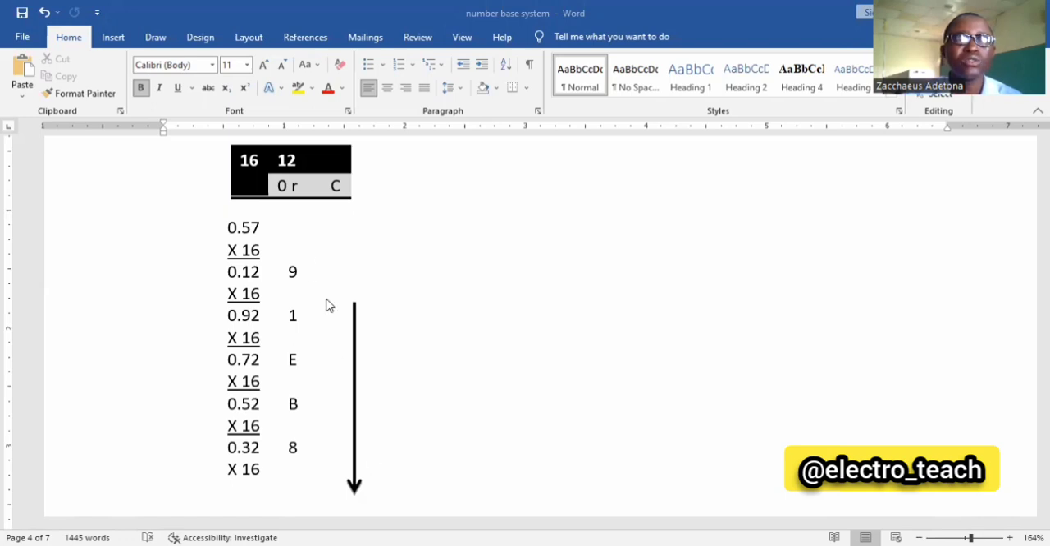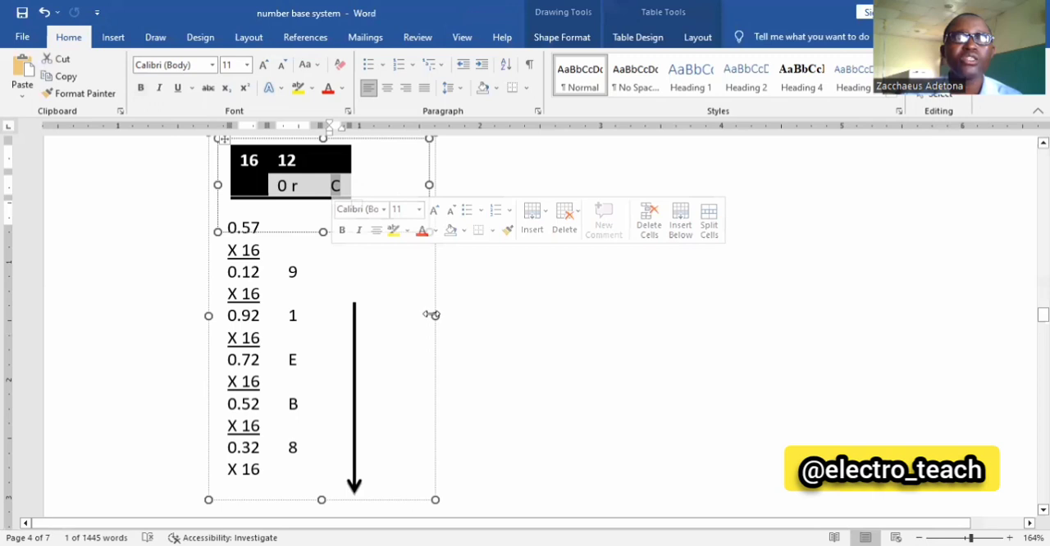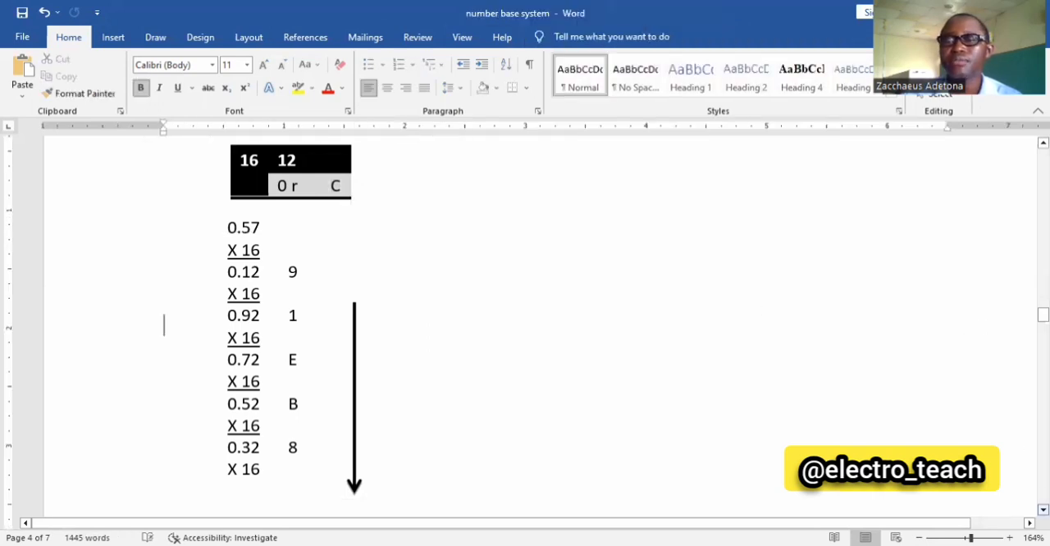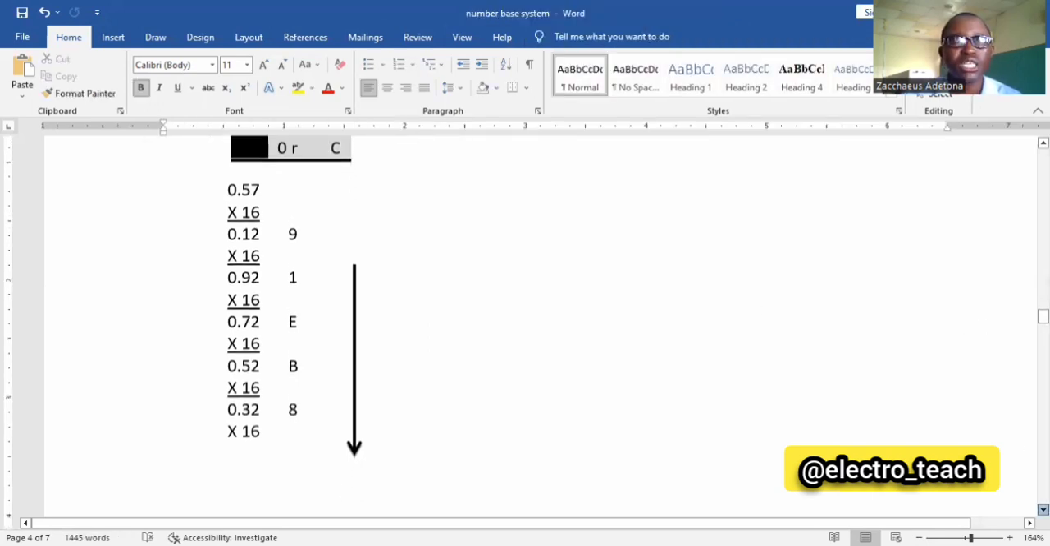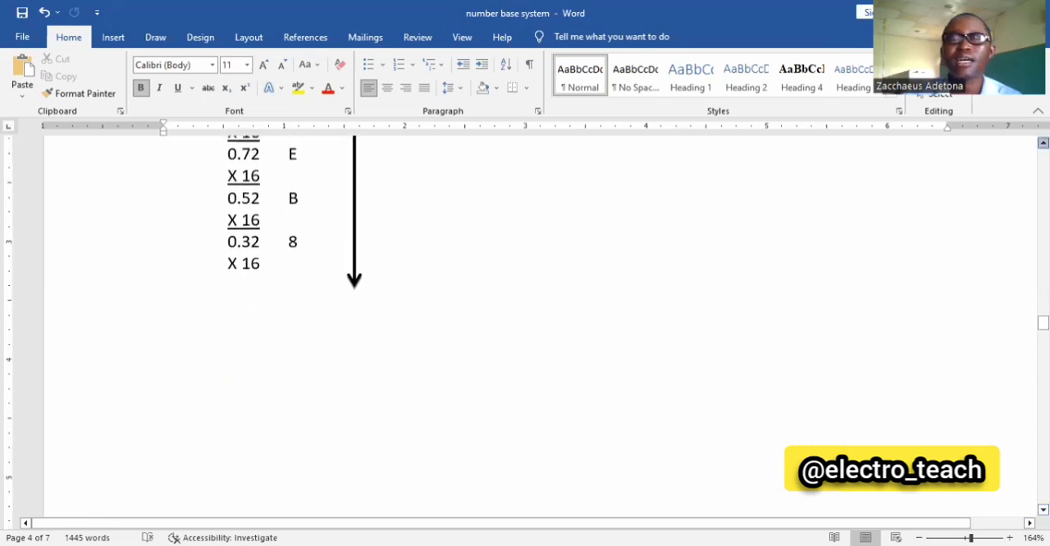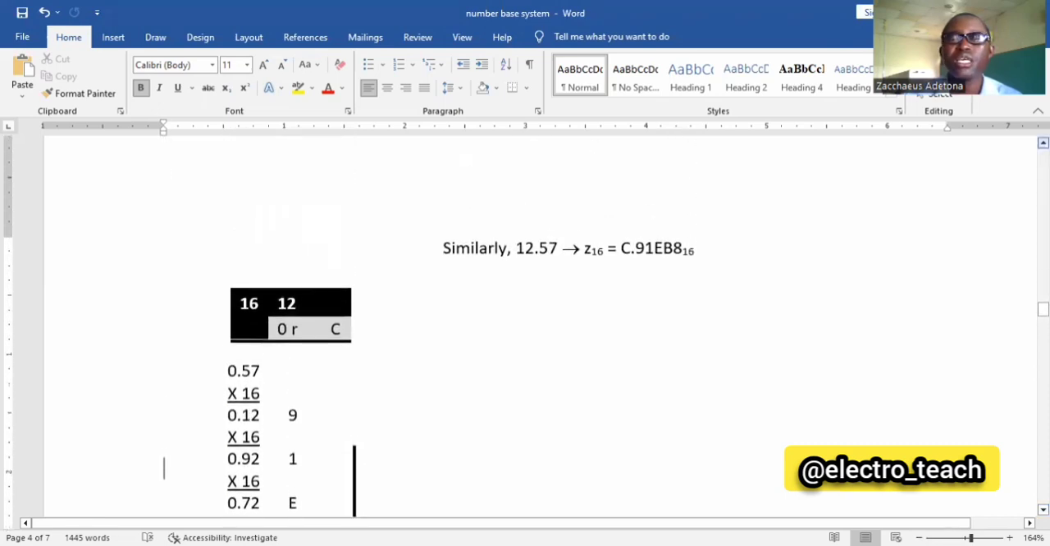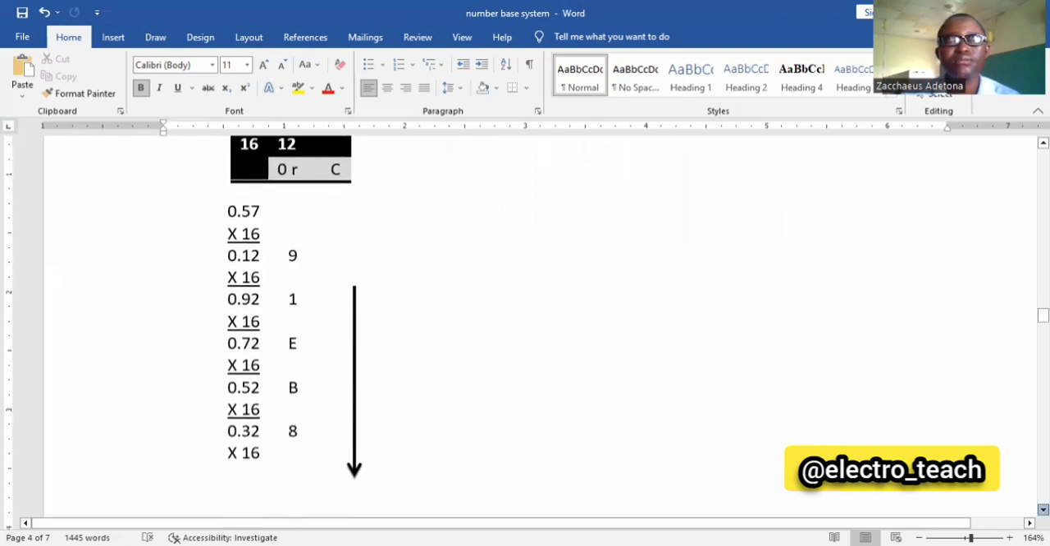Now, after carrying out this, we read the remainders from top to bottom, 91EB8. So that will be added to C that we have obtained up here. So the answer will be written together as C.91EB8. And that's the final answer, C.91EB8 in base 16. That is conversion of 12.57 in base 10 to base 16. The answer is C.91EB8 in base 16. All right.